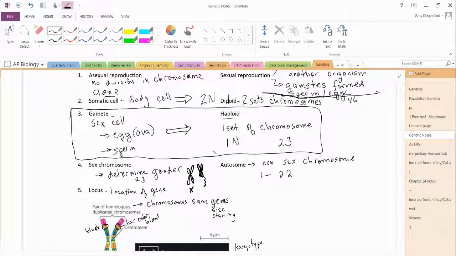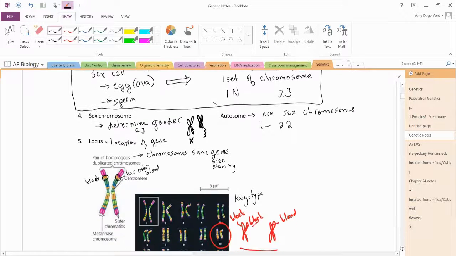So non-sex chromosomes are called autosomes. They're on chromosomes 1 through 22. And so the difference is that sex-linked genes are going to be found on that X chromosome, while autosomal genes are going to be found on chromosomes 1 through 22.